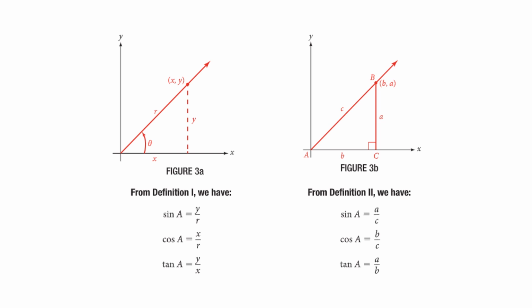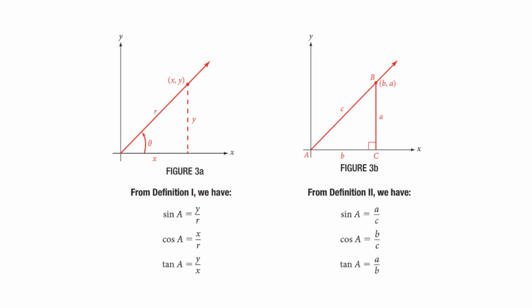We've just worked through an example using our new definition of trigonometric functions. So now let's compare it to definition 1 from section 1.3. In section 1.3, we were introduced to definition number 1, which is shown here in figure 3a. In this section, we are now introduced to definition 2, which is shown in figure 3b. Note the similarities between definition 1 and definition 2.